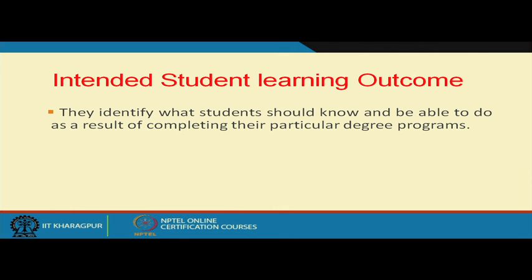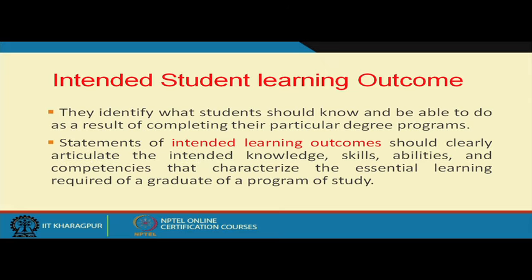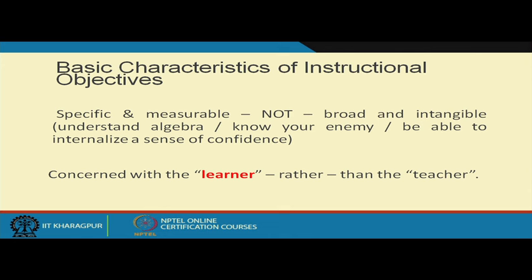Intended student learning outcomes identify what students should know and be able to do as a result of completing their particular degree program. So, statements of intended learning outcome should clearly articulate the intended knowledge, skills, abilities and competencies that characterize the essential learning required of a graduate of a program of study, right. Now, the basic characteristics of instructional objectives, I already mentioned: it is specific and measurable, not broad and intangible.